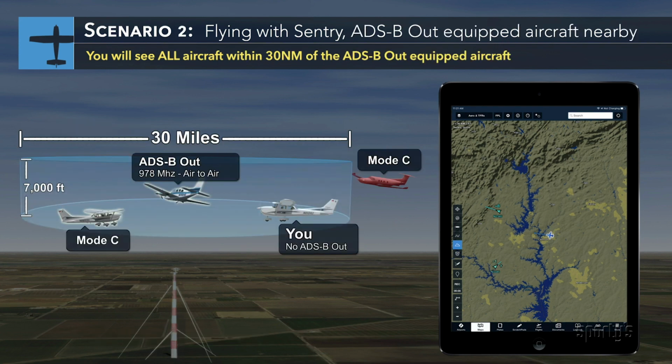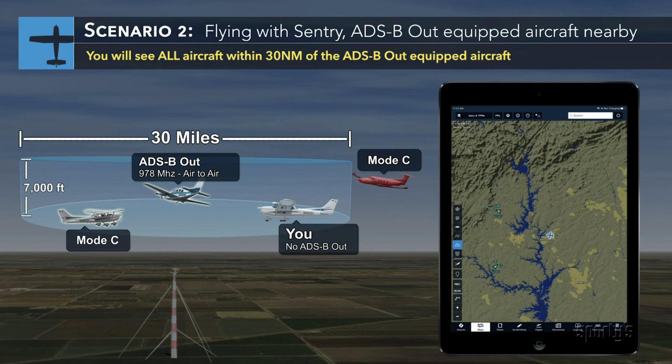So moving on to scenario two here, this is a little bit better where we still don't have ADS-B out. Maybe we are based at an airport that's far outside of Class Bravo and Class Charlie airspace. But in this case, we are flying and there is an ADS-B ground station in range. And more importantly, we are flying relatively close to another aircraft that has ADS-B out. So this was maybe the more common scenario 4 or 5 years ago before a lot of people had equipped with ADS-B out.